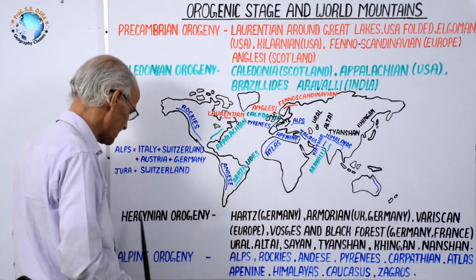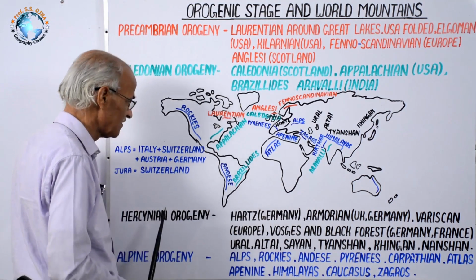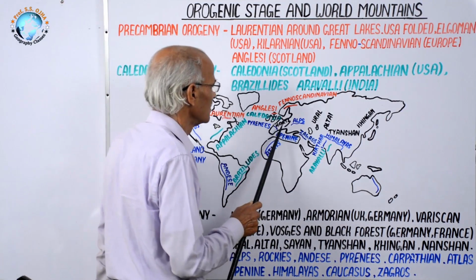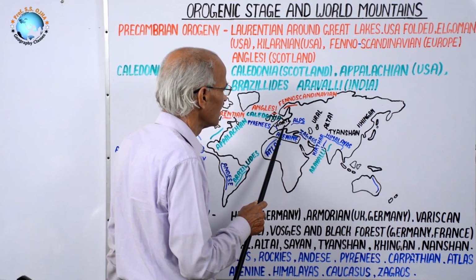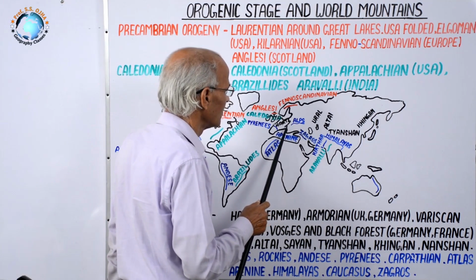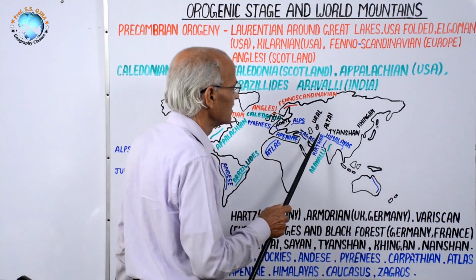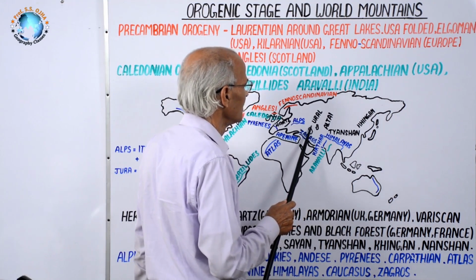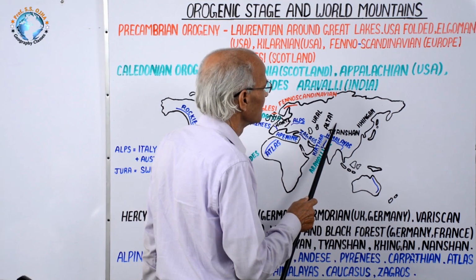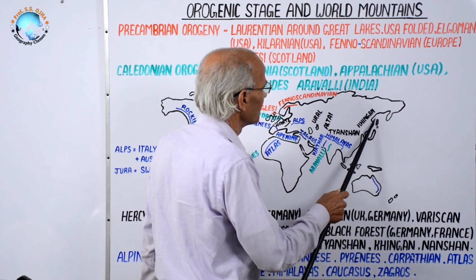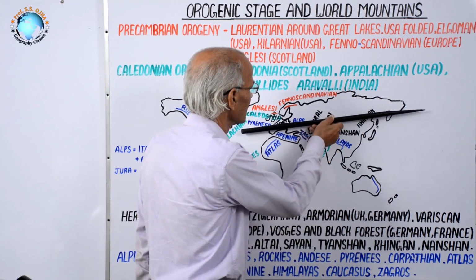Now the third phase of mountain origin is Hercynian. Hercynian is named after a mountain in Harz. Harz mountain is located in Germany. At the time of Harz mountain, there are a number of mountains like Vosges, Black Forest, and here Ural between Europe and Asia, here Altai, Tian Shan, Nanshan, Khingan. A number of mountain ranges came into existence this way, this one.